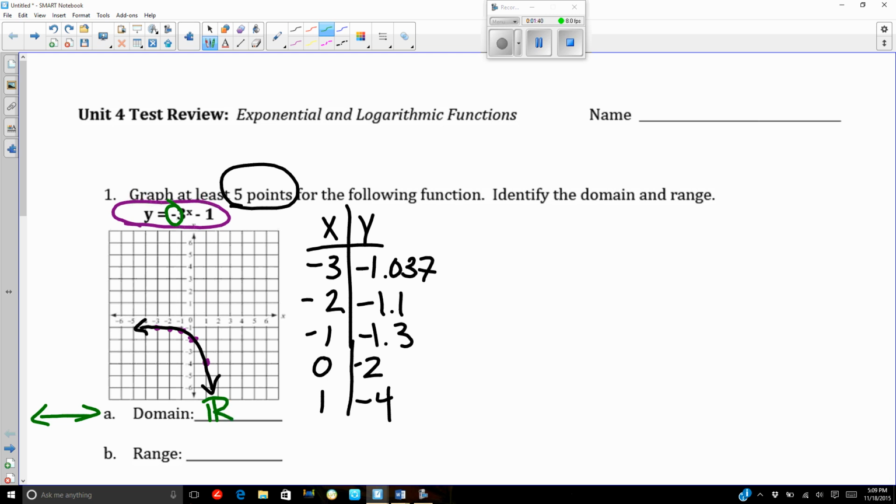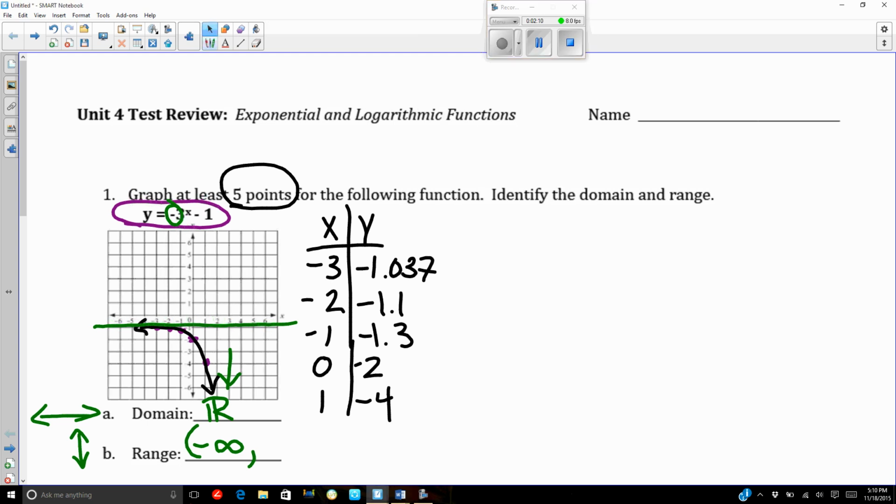The range is how far up and down the graph is going. And you'll notice it is going south forever, essentially. So that means the graph starts at negative infinity because that's the smallest y value. And it goes up to a point. It never quite actually touches that value right at -1. So our range is everything from negative infinity to -1.